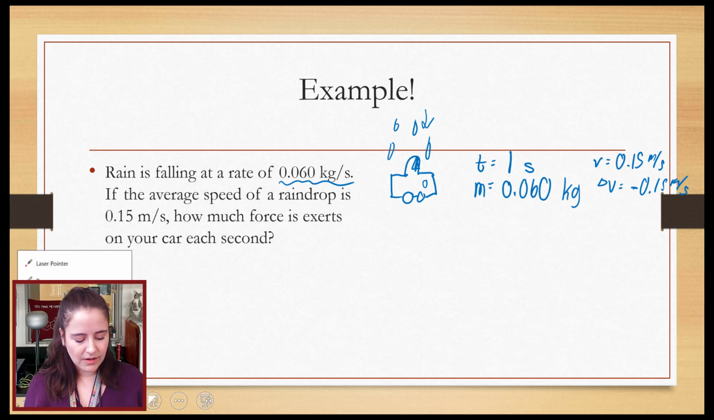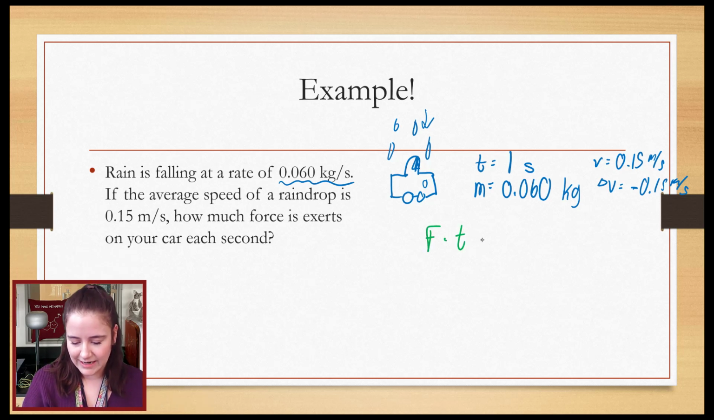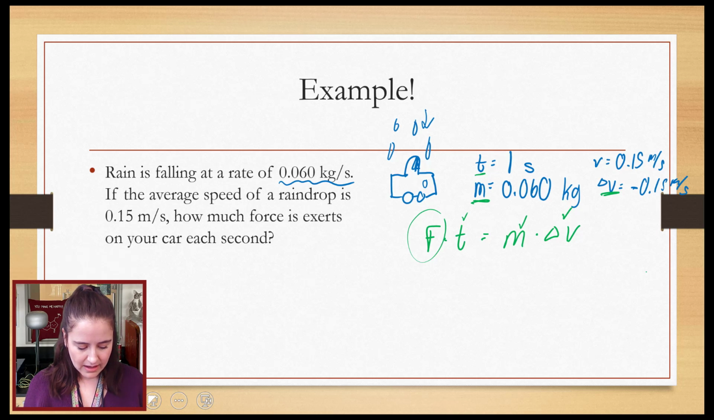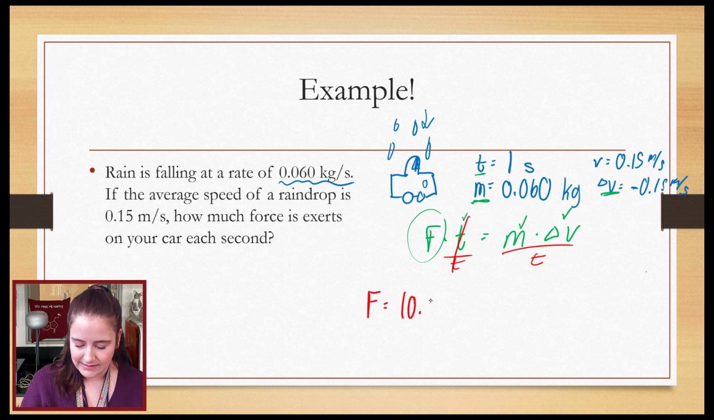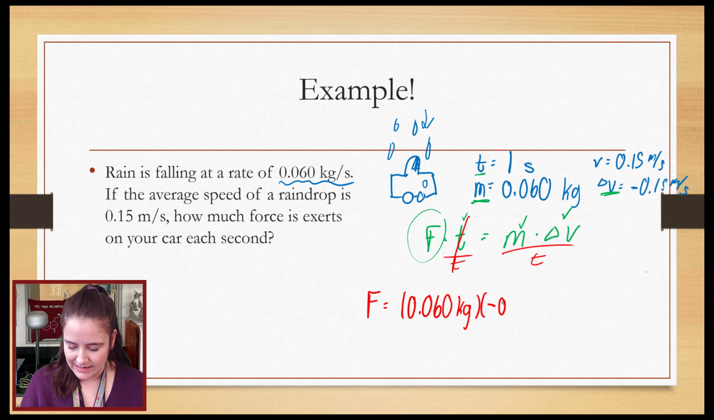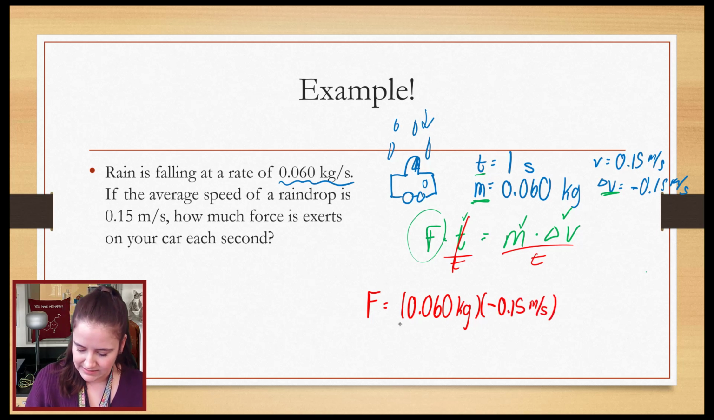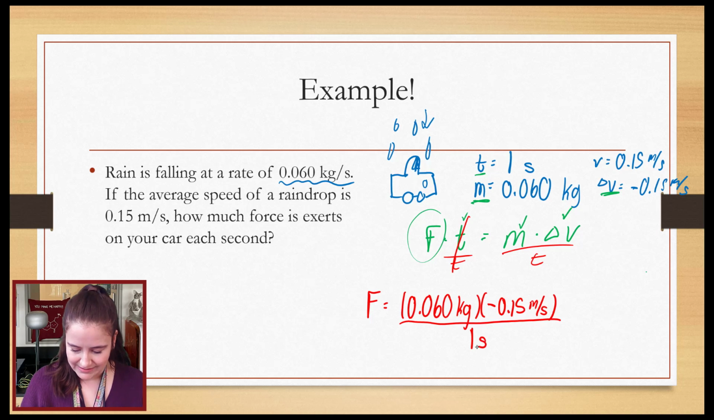Okay. So in this one, since we're looking for the force, we can just use our impulse momentum theorem. Force times time equals mass times change in velocity. I know my change in velocity. I know my mass. I know my time. So I'm just looking for my force. Okay. So if we divide by time here and here, that'll cancel out. So we're ready to plug in our numbers. We have that force equals the mass, 0.060 kilograms, times the change in velocity, negative 0.15 meters per second, divided by the time, which is 1 second.